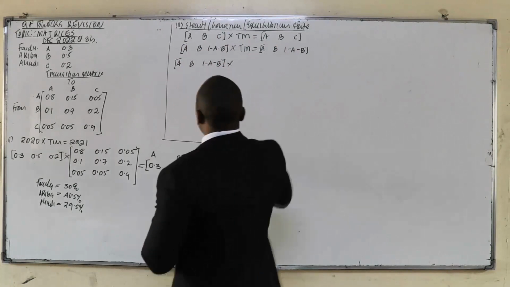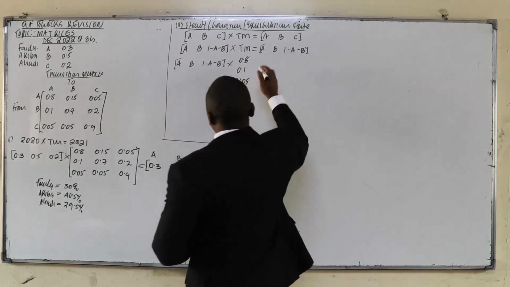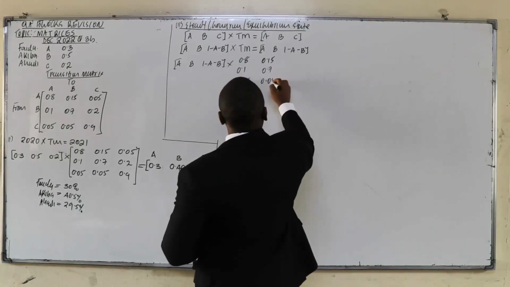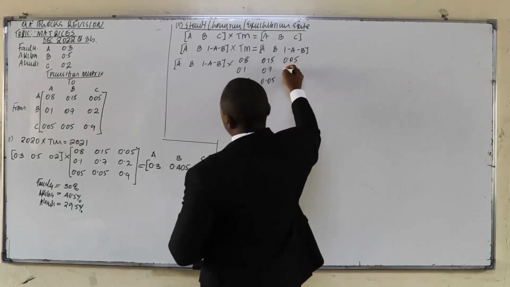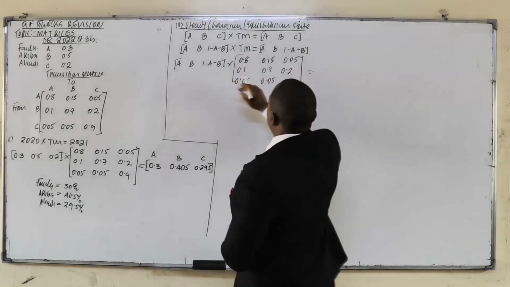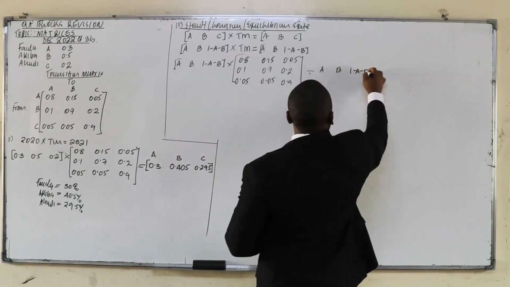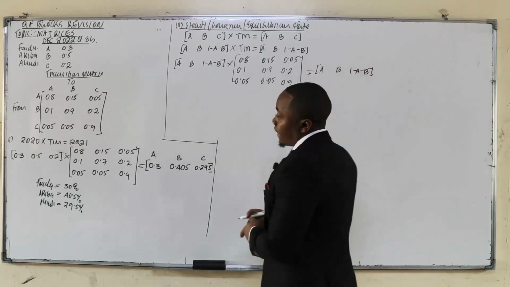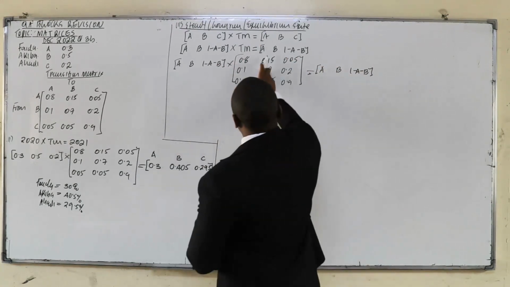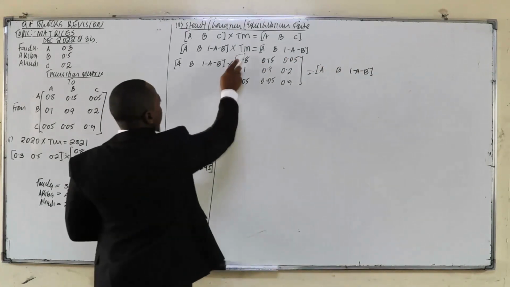It's always constant. So you have 0.8, 0.1, 0.05, 0.15, 0.7, and 0.05, 0.05, 0.2, 0.9 is equal to the future state, and the current state will be equal to the future state. A, B, 1 minus A minus B. So if you take first row, first column, you'll get A. First row, second column, you'll get B. So now let's do that. Start with first row, first column to get A.